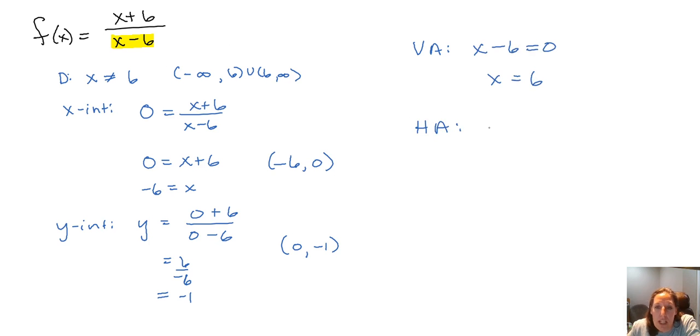And horizontal asymptote, remember that is the limit as x approaches either positive or negative infinity of our function. And so if we take that limit, we're going to actually get the same thing whether we plug in positive or negative infinity here. So I'll just stick with positive infinity.